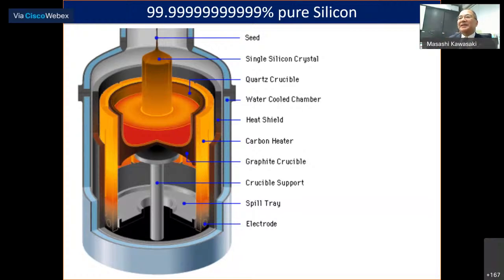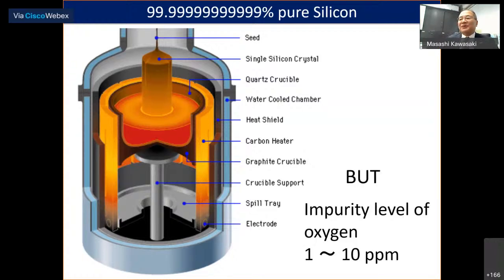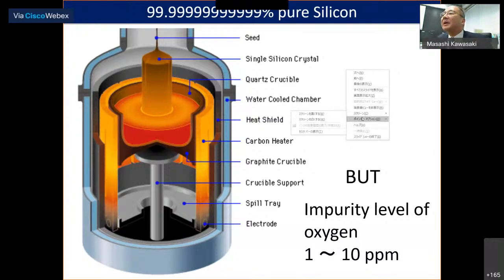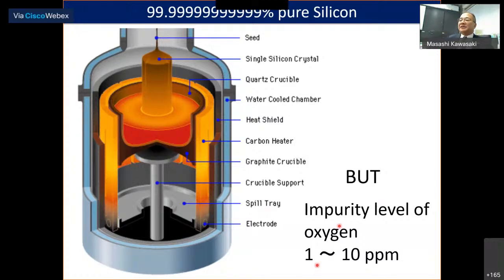percent, with 11 or 13 nines in the purity. But as a matter of fact, even silicon has a lot of impurity, which is oxygen. You cannot avoid oxygen impurity in silicon. Usually Czochralski-grown silicon tends to have an oxygen impurity of something like 1 to 10 ppm. So this is the conventional impurity level in silicon.